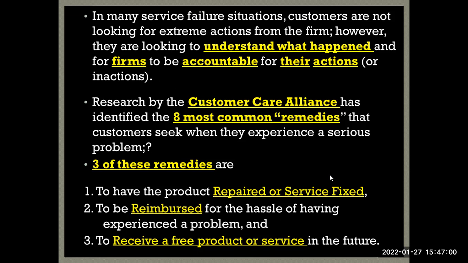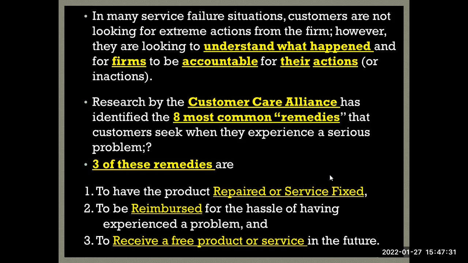Research by the Customer Care Alliance has identified 8 most common remedies that customers seek when they experience a serious problem. So there are 8 remedies, 8 steps the organization should take whenever there is service failure. Three of these remedies are to have the product repaired or service fixed. That is the difficult part, to repair the product or repair the service.